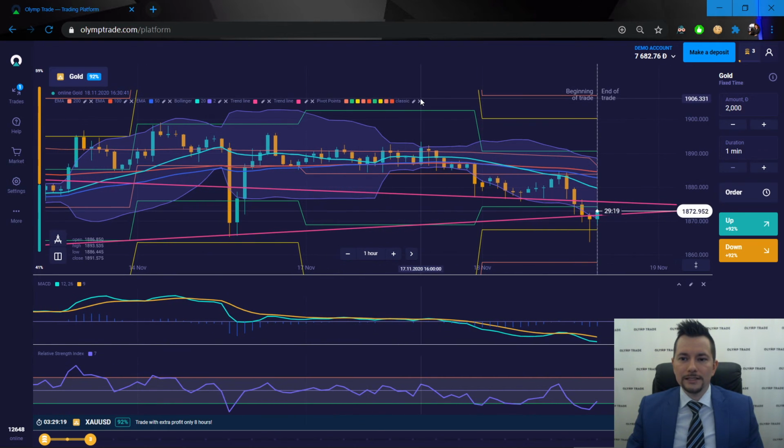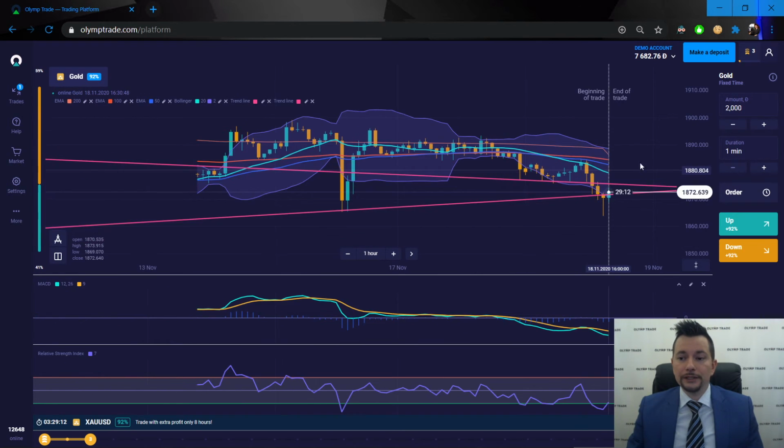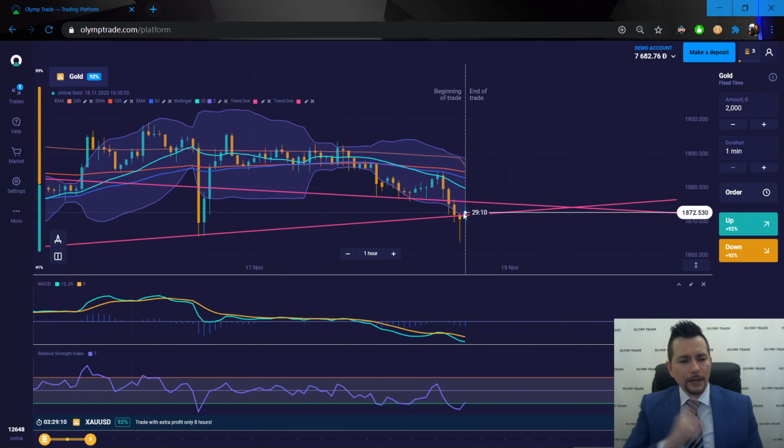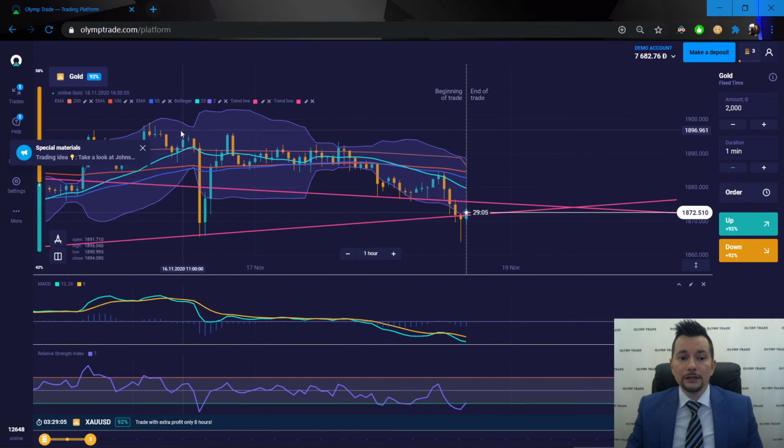Pivot points, crazy pivot points. Let's turn these off right now. Pivot points is a great indicator, but it really clouds my screen, so I don't really use that actively. But I do believe one of you guys has mentioned that it's good.